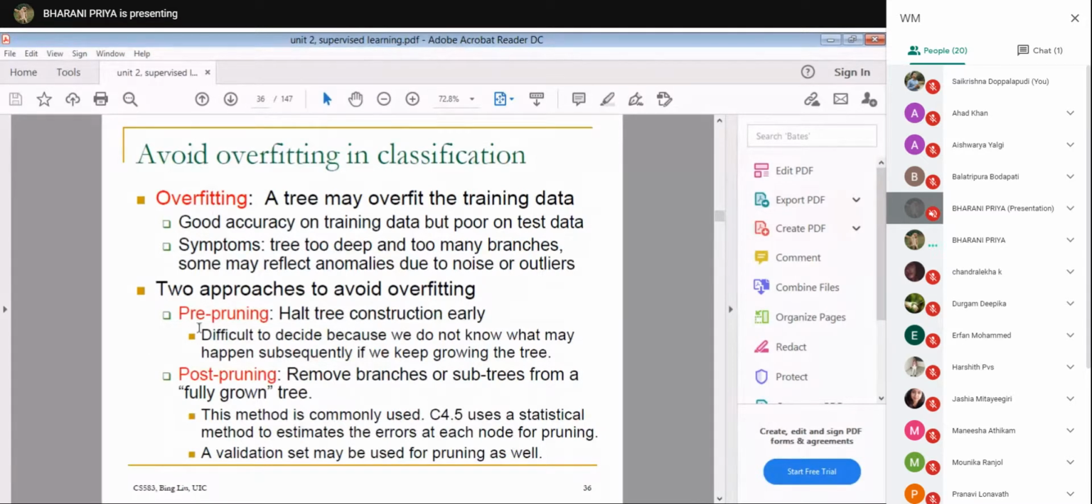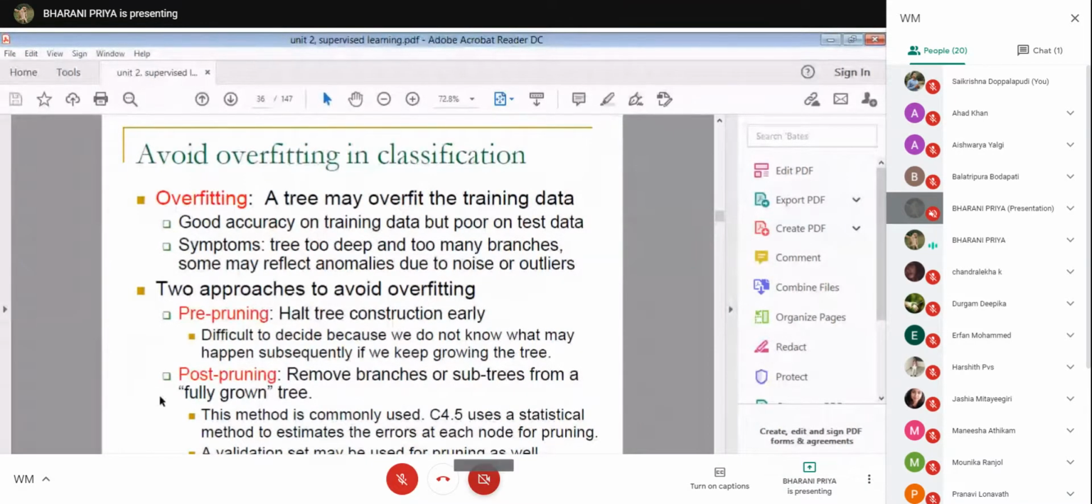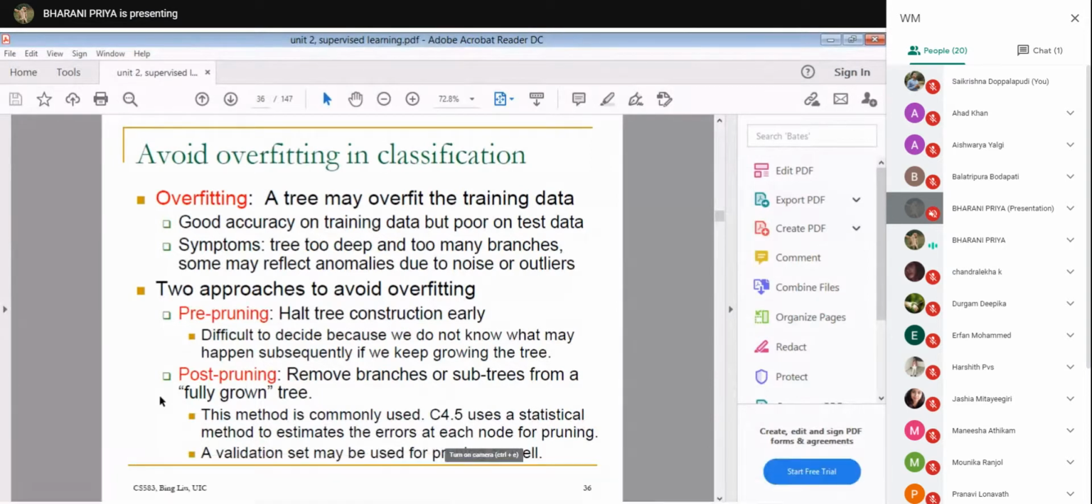So there are two approaches to avoid overfitting. One is pre-pruning and another is post-pruning. Pre-pruning means that when you train the algorithm, when the algorithm feels that the tree is growing too deep, it will stop growing. Have you understood? When the tree is growing and growing deeply, you'll stop there. But the thing is, it is very difficult to find when to stop.